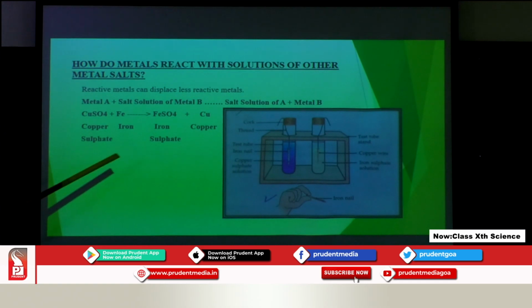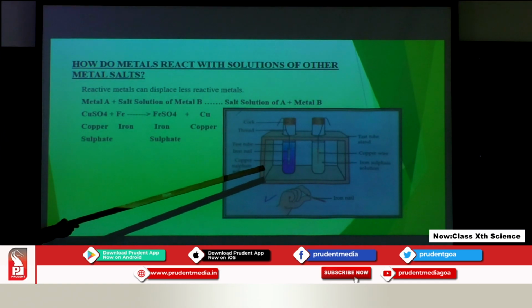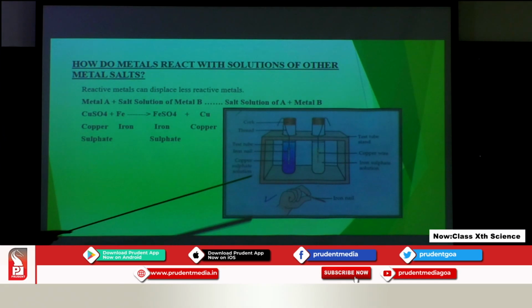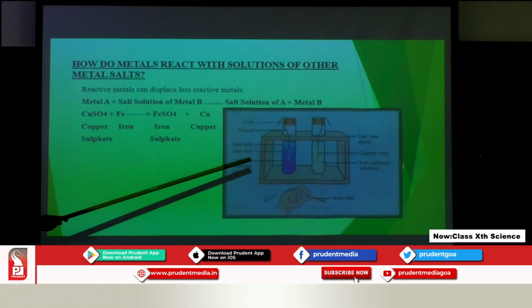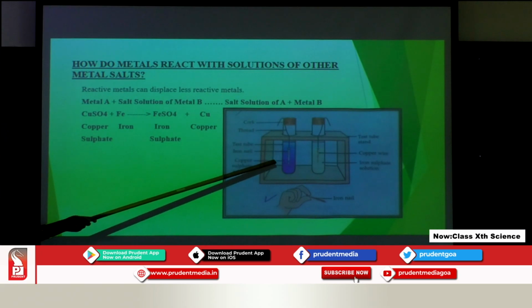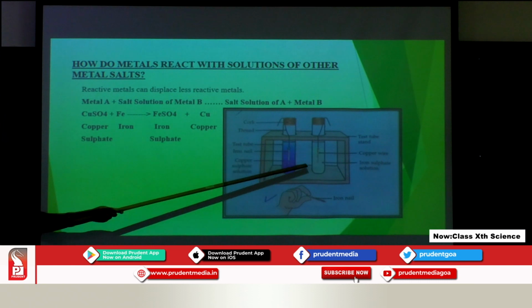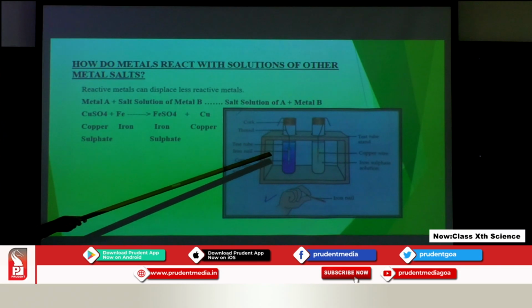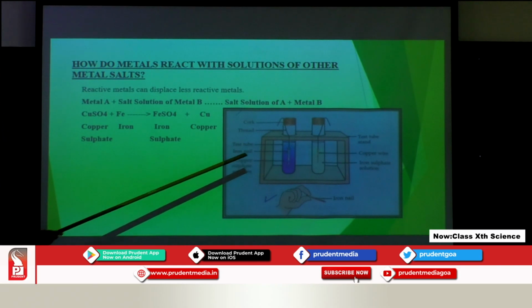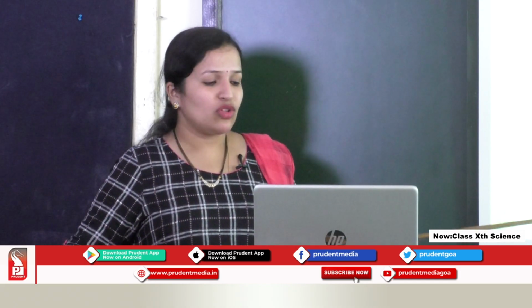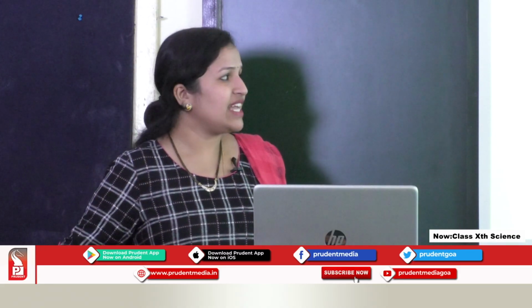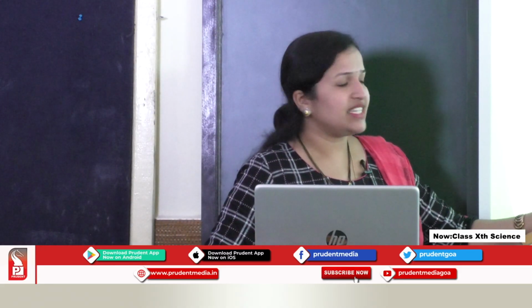In the picture here, there are 2 test tubes. In the first test tube we have copper sulphate solution. In the second test tube we have iron sulphate solution. In the copper sulphate solution we have put an iron nail, and in the iron sulphate solution we have put copper wire. When iron is dipped in the copper sulphate solution, since iron is more reactive than copper, it will displace the copper from its solution. We can see here the color of the solution is getting faded.